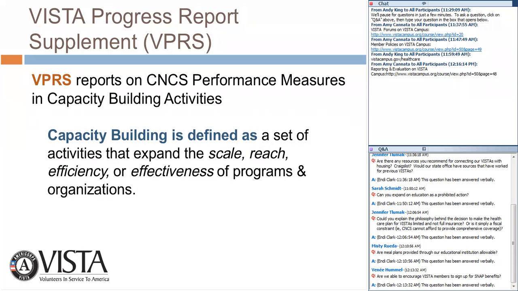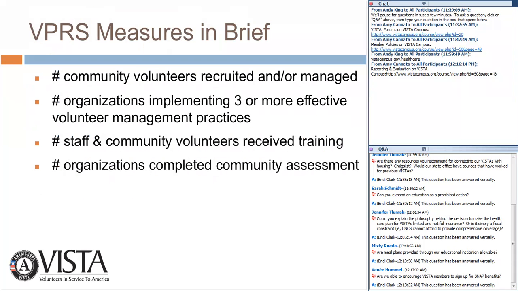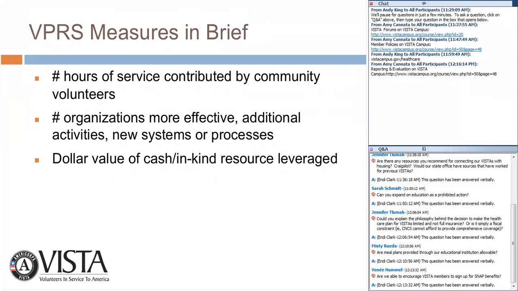So items we'll be asking to collect in your VISTA Progress Report Supplement could include the number of volunteers who are receiving training as a result of your VISTA members' efforts, and the number of community volunteers recruited and/or managed. We might even be asking for hours of service contributed by community volunteers or the dollar value of cash or in-kind resources leveraged. The thing to note about any of these items is that we will provide you with definitions on the Progress Report Supplement screens that define these terms so that you are reporting the correct numbers to us.